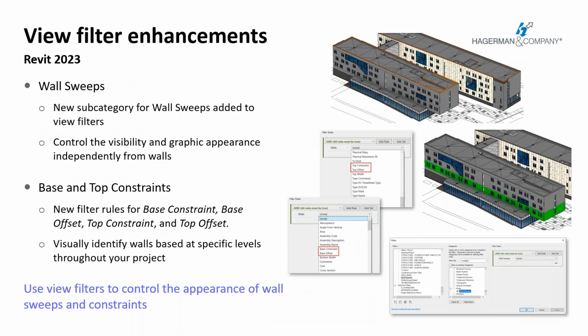In Revit 23, you can use view filters to control the appearance of wall sweeps and wall constraints in the view. When modeling walls in Revit, the sweep tool is used to add decorative horizontal or vertical projections. So we can now control their appearance with view filters. We can now do a view filter rule for base constraint, base offset, and top constraint, which allowed us to put this green override on any walls that we're using as level 2 as a base constraint. So I could definitely see how that could be very useful to kind of audit your model visually.